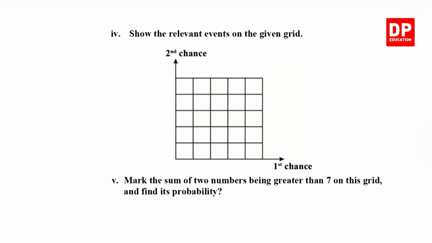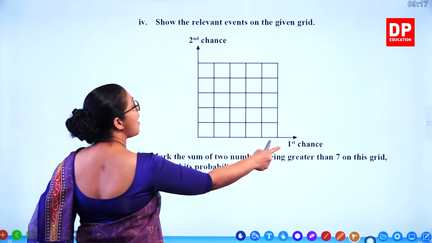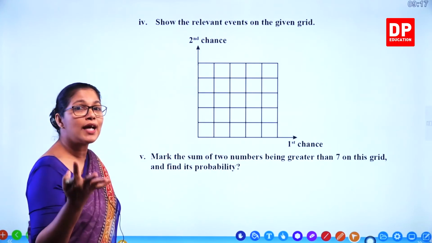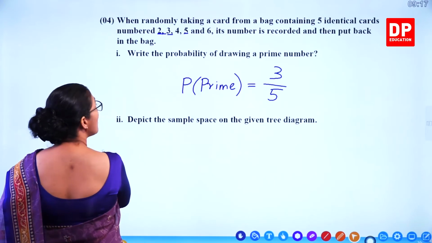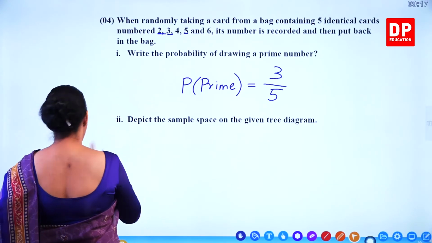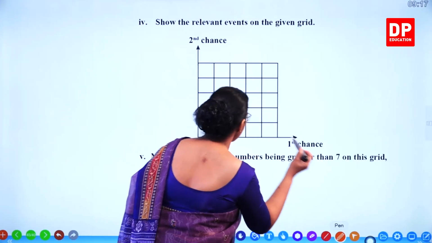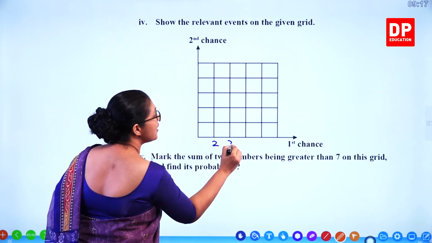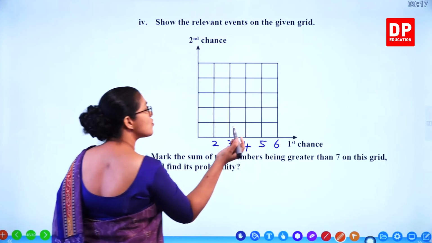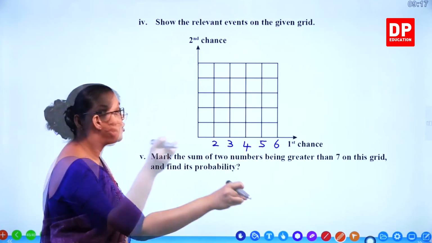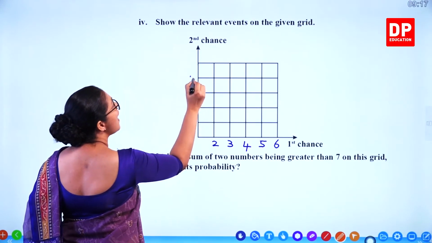Show the relevant events on the given grid. So this is the first chance, taking the card, and this is the second chance. So what are the possibilities? The possibilities here are 2, 3, 4, 5, 6. For the second chance you can also get the same numbers because you put it back. So 2, 3, 4, 5, 6.